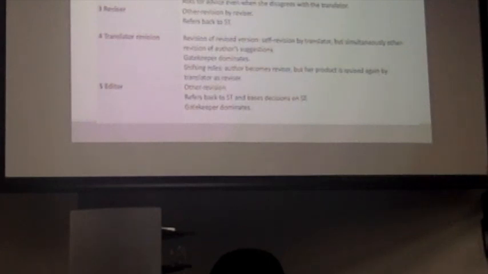So what now? Then you have the editor, or what we would now call the reviser. This is a plain other revision. Then this revision is given back to the translator. Now what now? Where are we now? Is this now still the translator doing a self-revision? Or is this a self-revision by the translator, but simultaneously another revision of the author's suggestions applied by the reviser? And then you get another editor, what we might call a proofreader. This is once again a plain other revision.